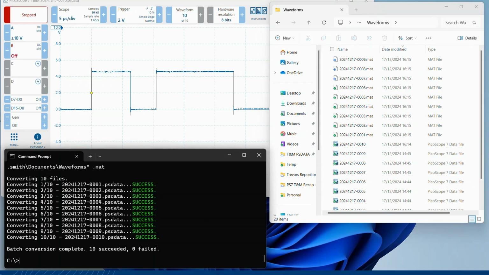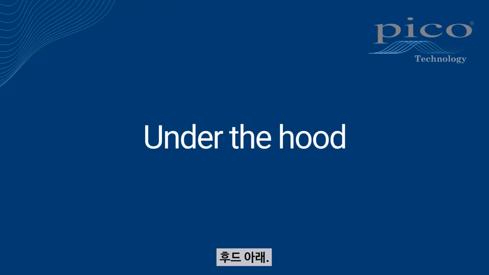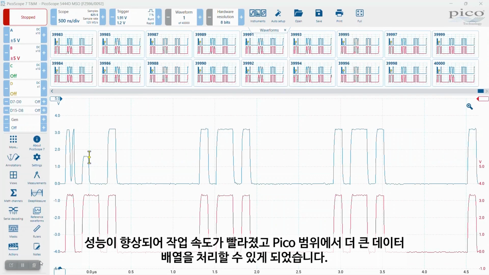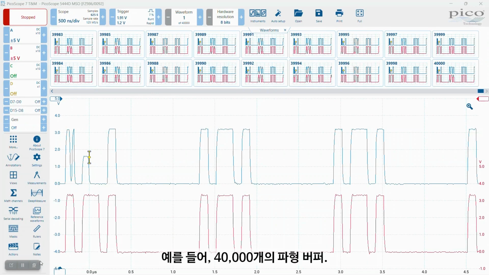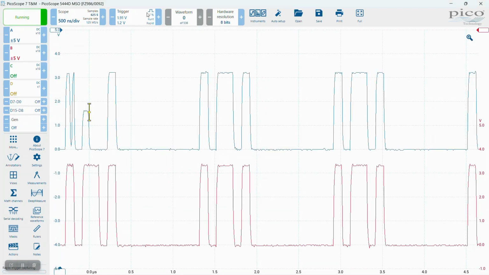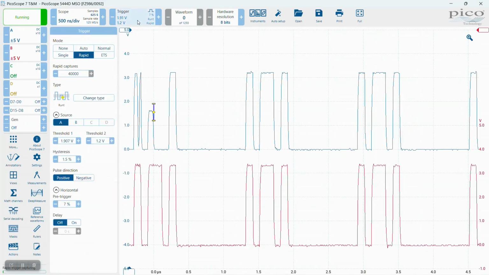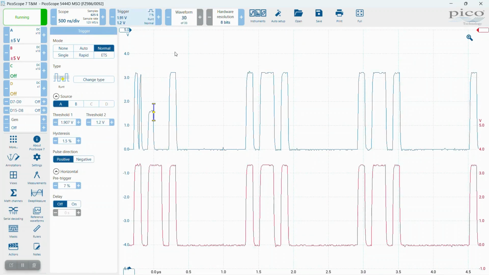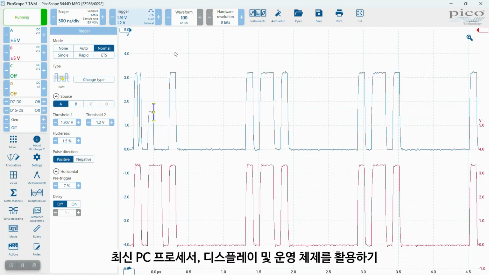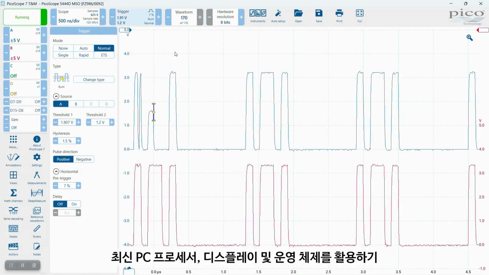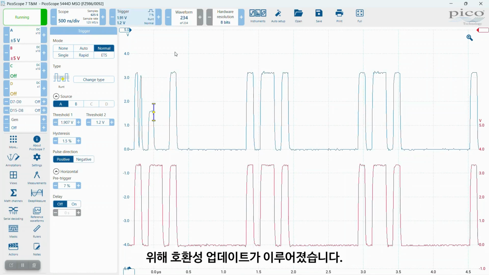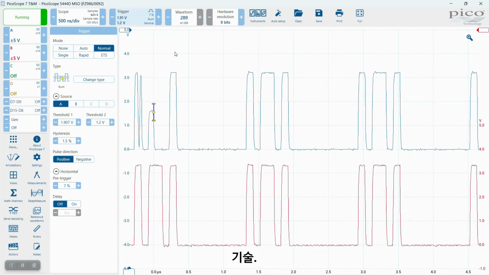Under the hood, performance improvements have sped things up and enabled PicoScope to handle bigger arrays of data, for instance 40,000 waveform buffers. Compatibility updates have been made to take advantage of the latest PC processor, display, and operating system technologies.